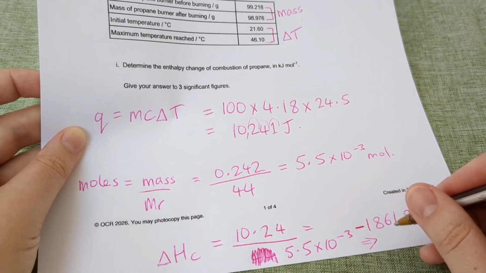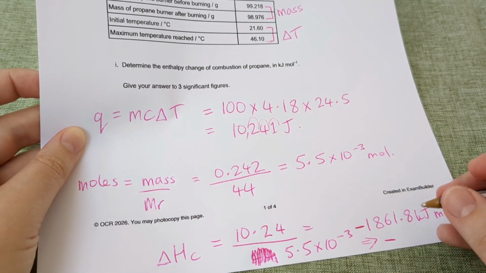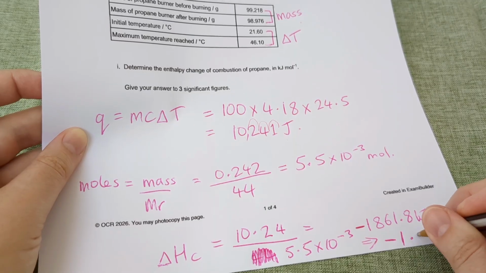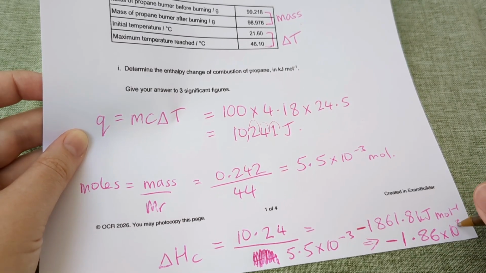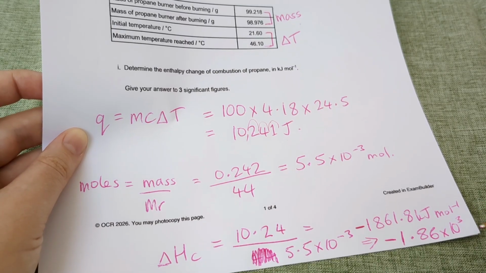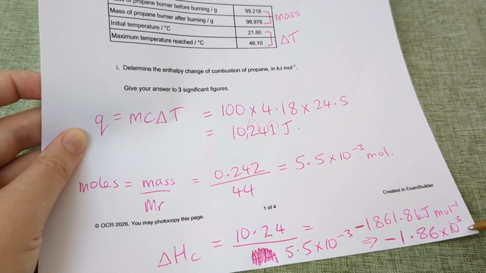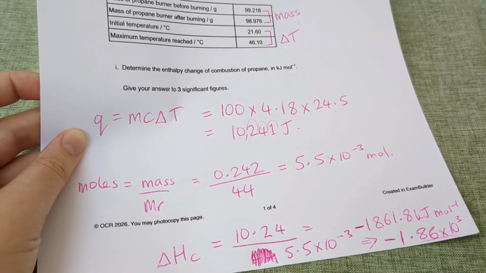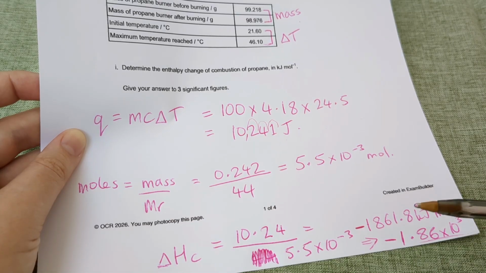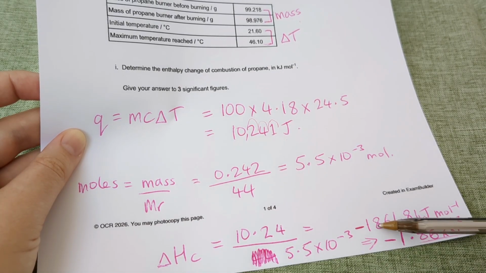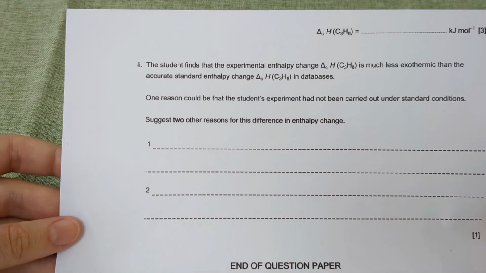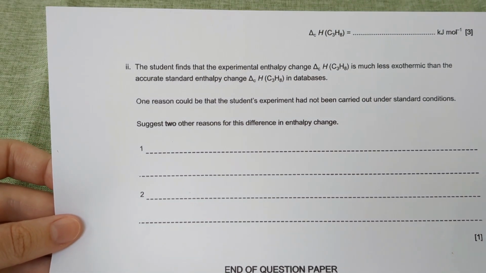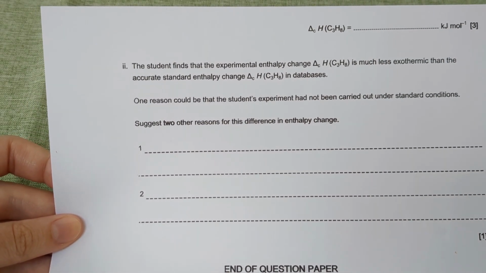So I'm going to give it to 3 significant figures and in standard form. So 1.86 times 10 to the power 3. And we give our units as well, kilojoules per mole. I've just run out of space. Or if you didn't want to give it in standard form, it's minus 1860 kilojoules per mole. The next bit of the question then, so that's the actual answer box.